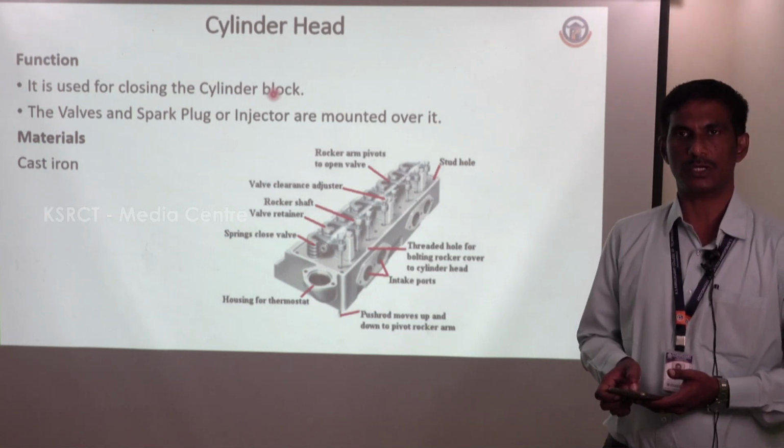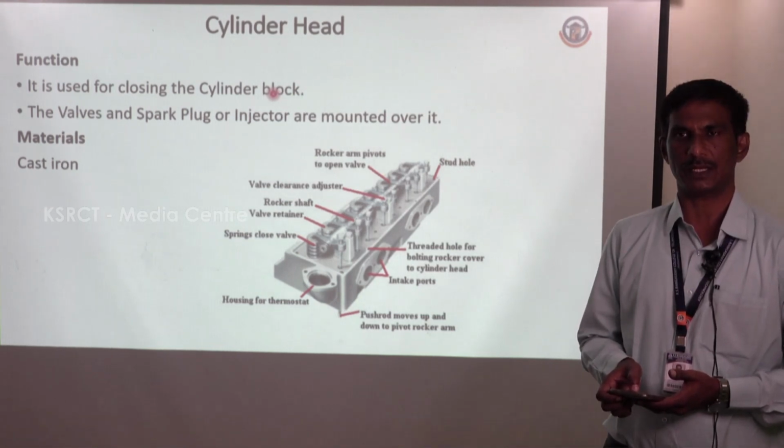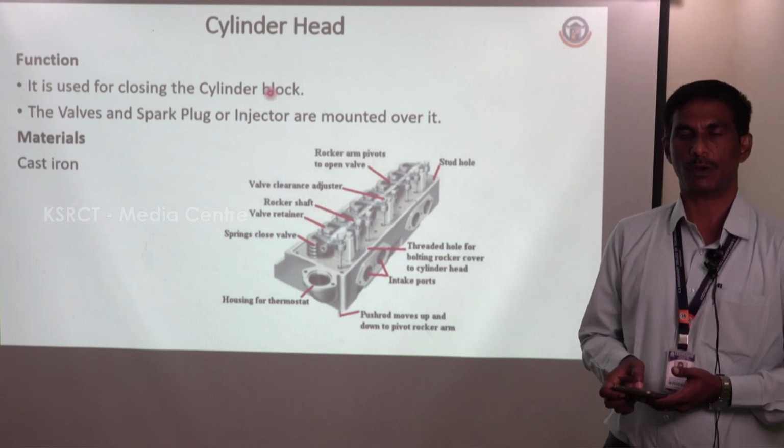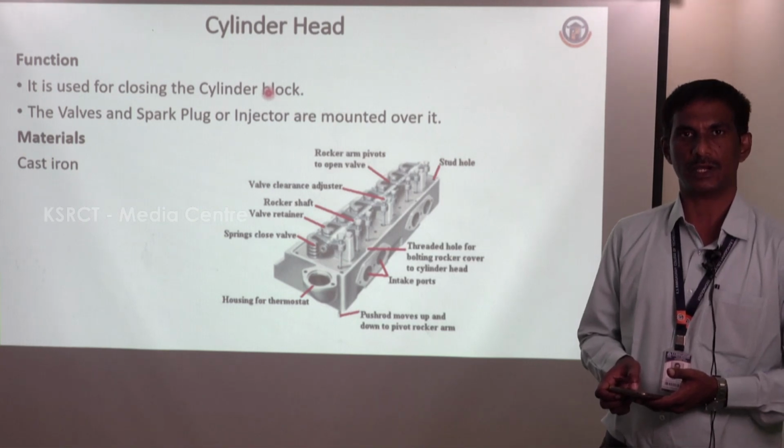Already I told that in the IC engine there is combustion, and the conversion of thermal energy into mechanical energy takes place. There should be no heat losses, so it has to be properly sealed. So it should be closed by the cylinder head. In between the cylinder head and the cylinder block, we use a gasket in order to avoid leakage of the exhaust gaseous mixtures inside the cylinder.